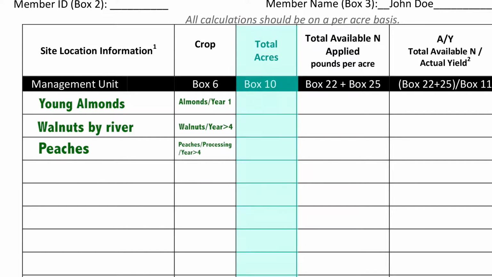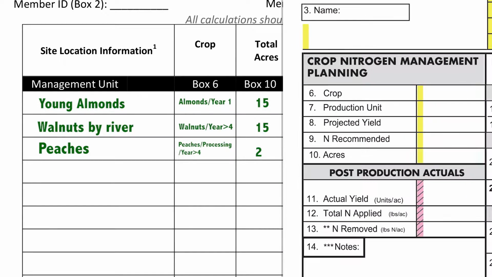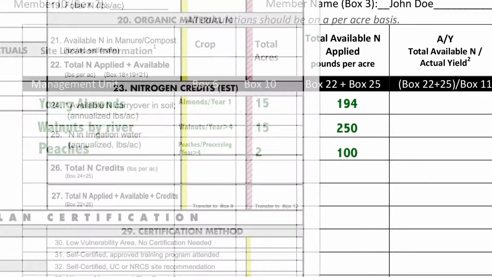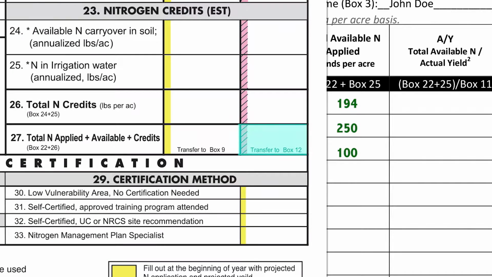Next, fill in the total irrigated acreage for each parcel or management unit that comes from Box 10 on your worksheet. Now enter total N applied in pounds per acre. That information is on column 16, row 27 of the worksheet. This number is a sum of all the nitrogen fertilizer, dry, liquid, and foliar applications, nitrogen in manure and compost, carryover in the soil, and nitrogen in the irrigation water. Remember, this is a per acre amount, not the gross amount applied to a field or a management unit.